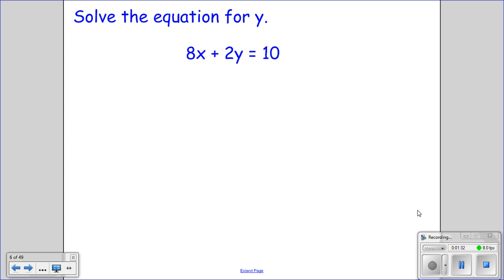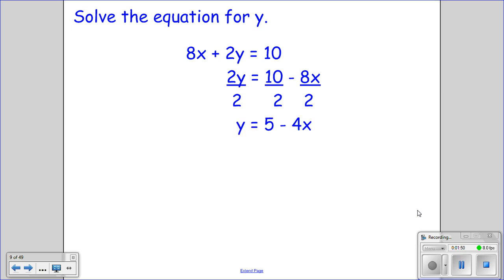You have 8x plus 2y equals 10. First, you want to move the 8x to the other side. That will give you 2y equals 10 minus 8x. And then we have to take care of the 2 that is with the y. Everything has to be divided by 2 on both sides of the equation. That will give us y equals 5 minus 4x.